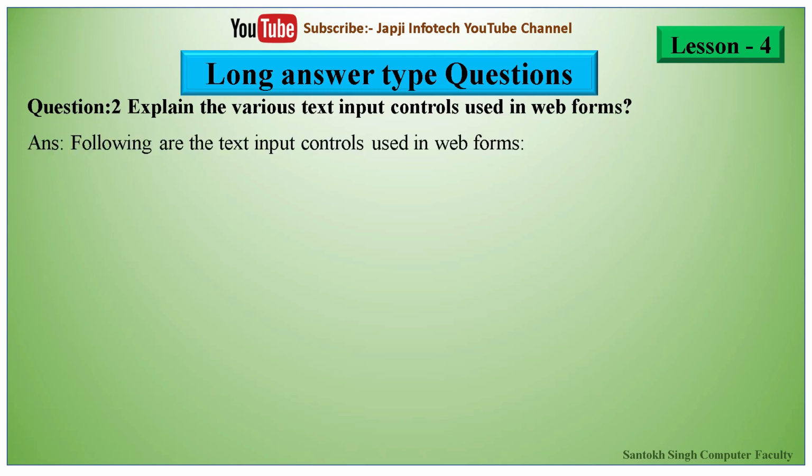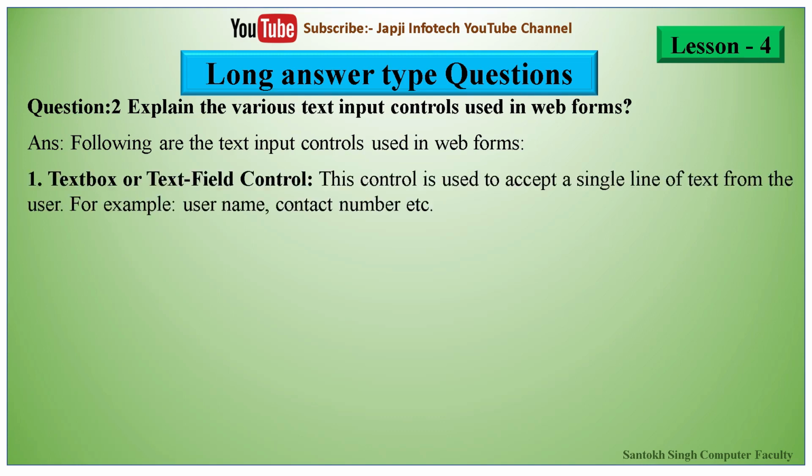And second question is, explain the various text input controls used in web forms. So following are the text input controls used in web form. The first one is text box or text field control. This control is used to accept a single line of text from the user, for example, username, contact number, etc. So the basic example of text box control is left angle bracket input space type equal to, in the double quote, write its value, that is text, then close the right angle bracket.